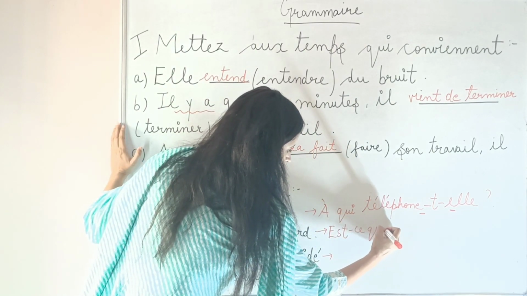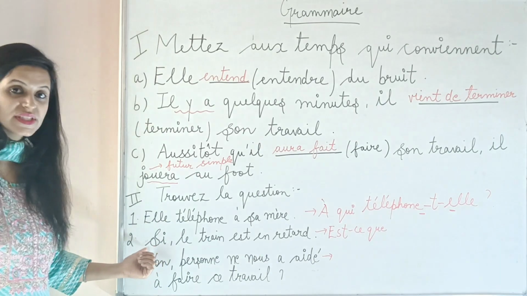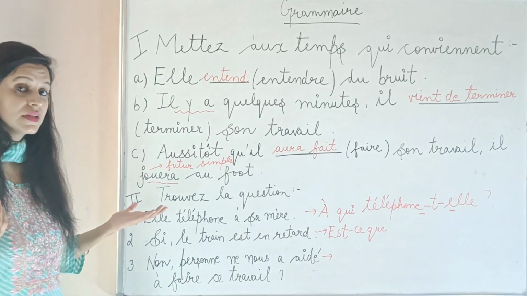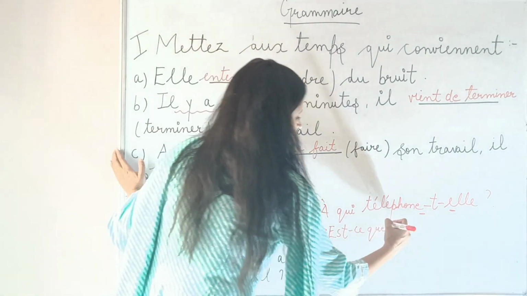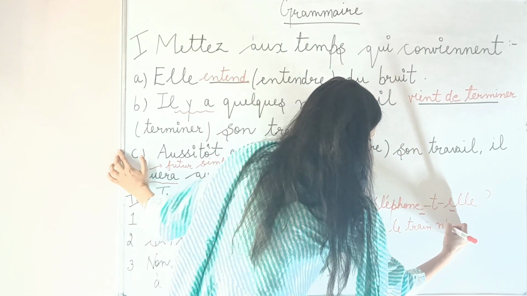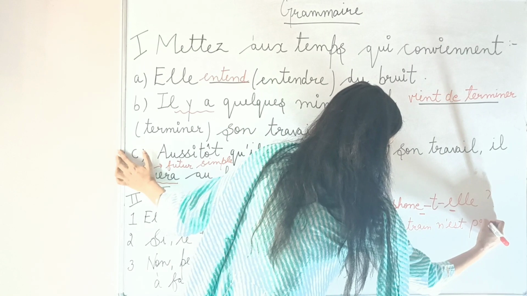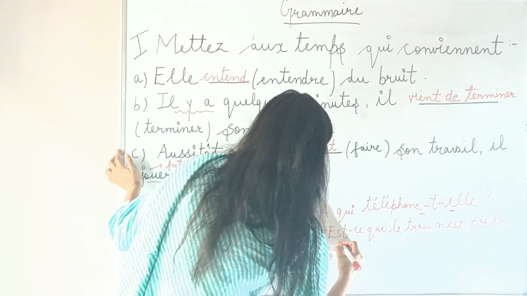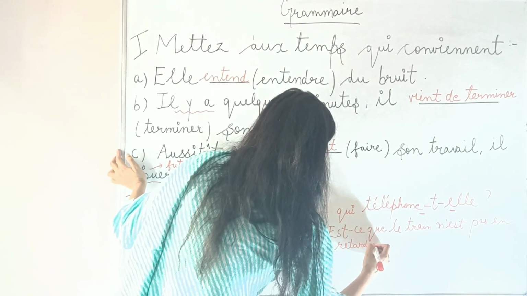That is one thing. And the next thing is, if it starts with C, the question will be negative. Excellent. Est que le train, you can just make the negative, n'est pas en retard. And you put a question mark.